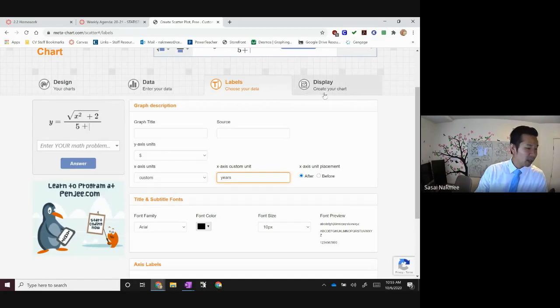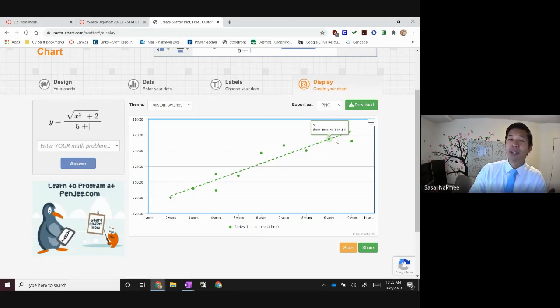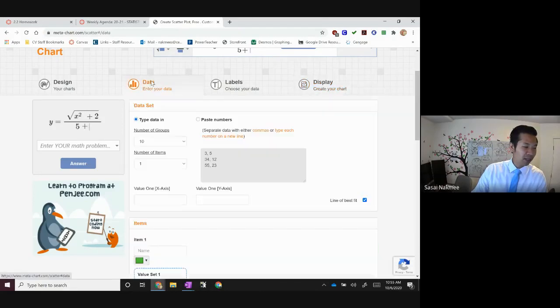Years, yeah. And then go ahead and go to display. And there's my scatter plot. This site automatically draws a line of best fit. I don't know if you guys remember that from your IM1 class. A line of best fit is an estimate of what they think is a pattern of all the scatter plots are doing.